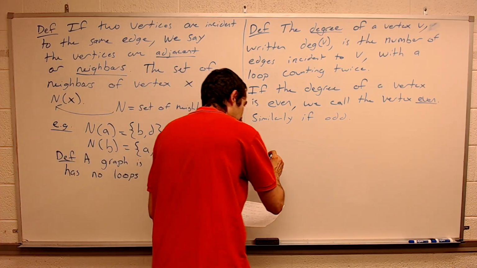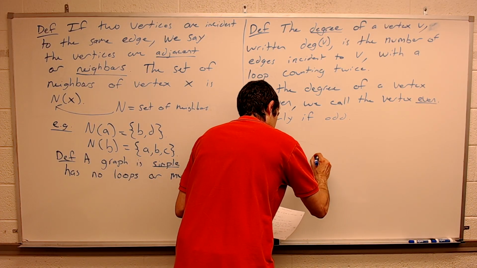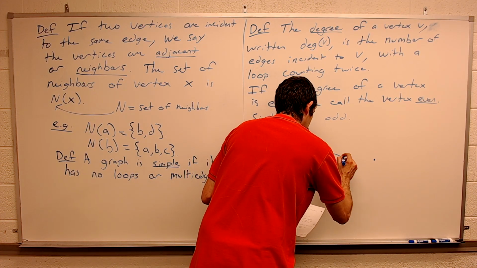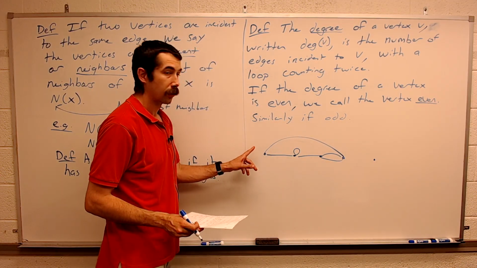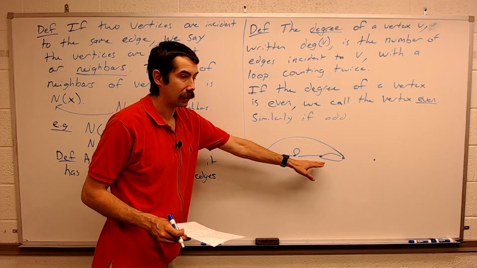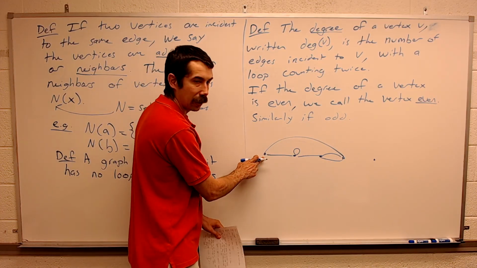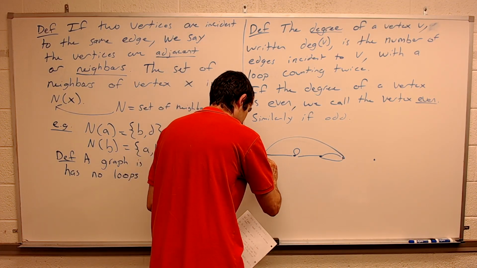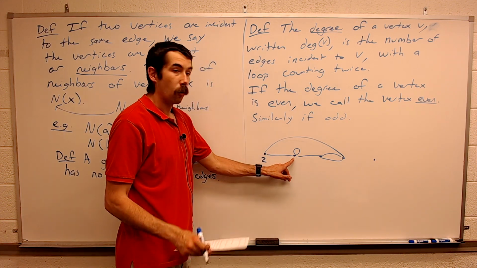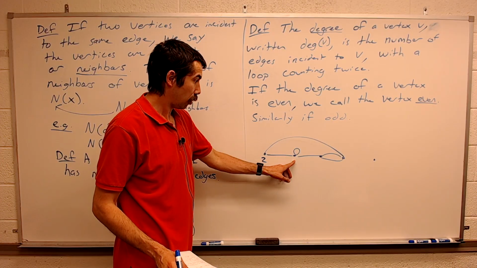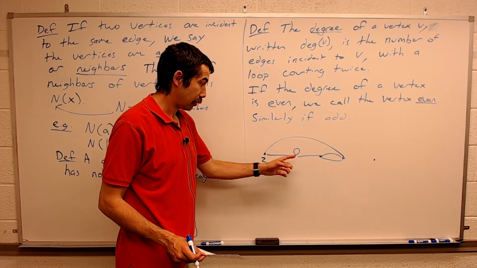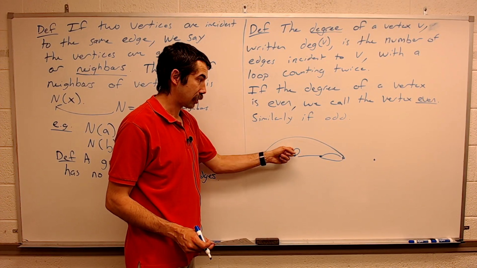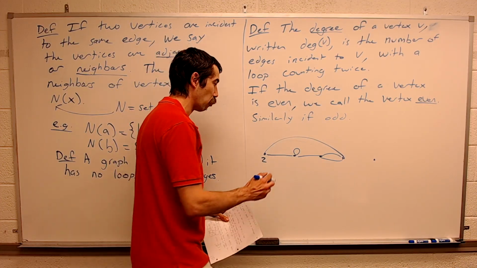All right, so let me draw that graph again. I shouldn't have erased it, but all right, and I'm going to label each of these vertices with its degree. The degree of this vertex is 2, right? There's 2 edges incident to this vertex. What about the degree of this vertex B? Well, it has 2 edges incident to it and 1 loop. So we're going to have 2 plus the loop, which counts twice. So 2 plus 2, this has degree 4.